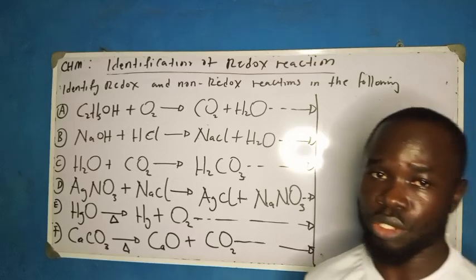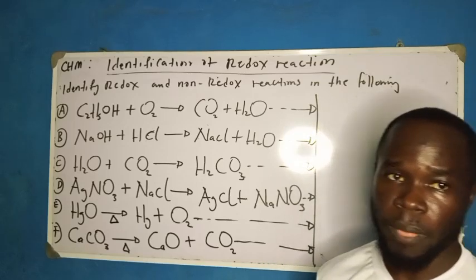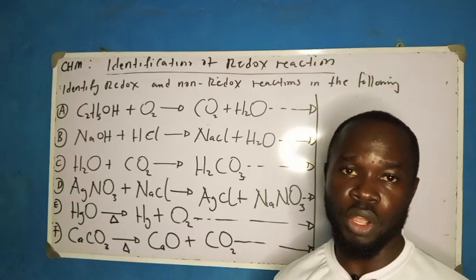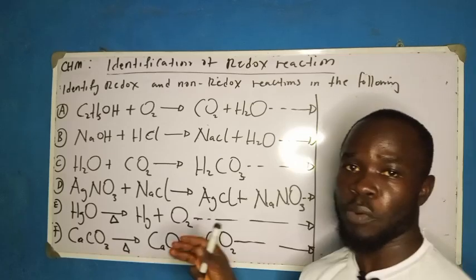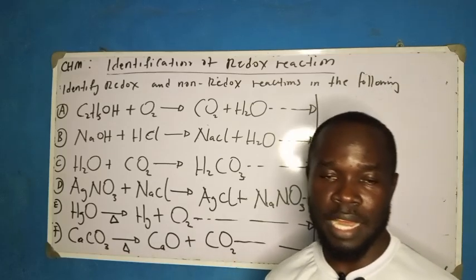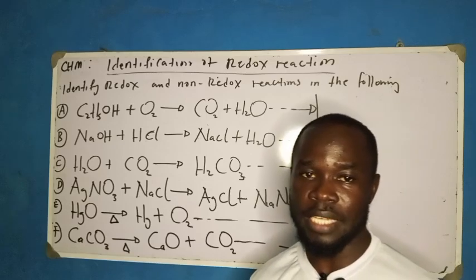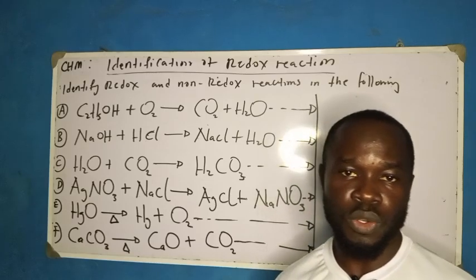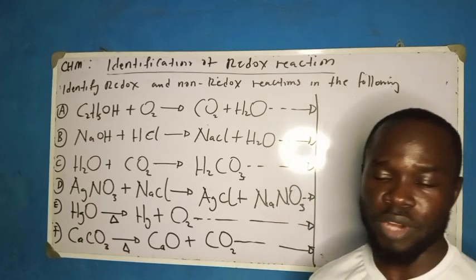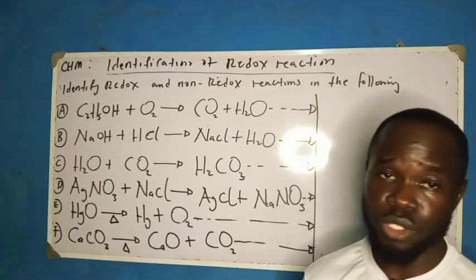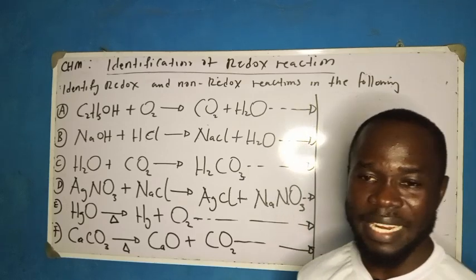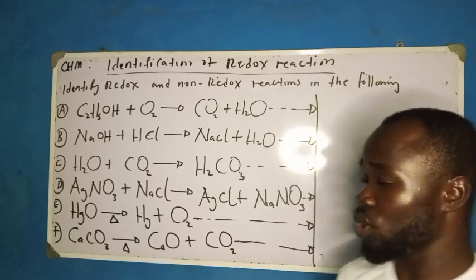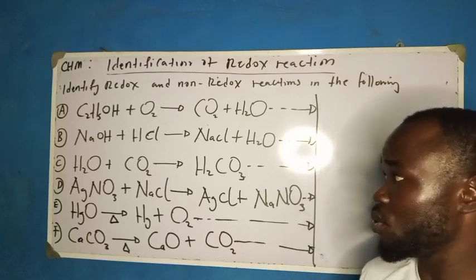I believe you might have known what that is. In a redox reaction, there must be an element or an atom that increases from reactant to product and another that decreases from reactant to product. So you must find that in a redox reaction. There are a couple of things you need to know before you can identify whether a chemical equation is a redox reaction.